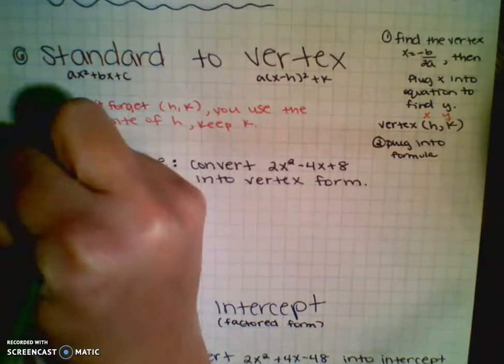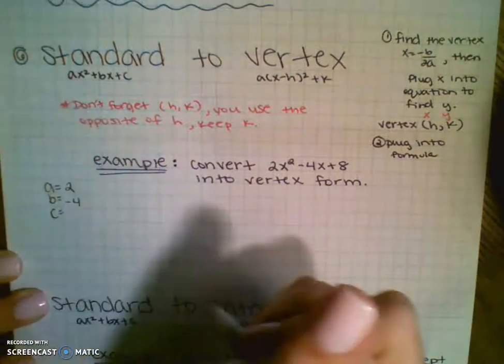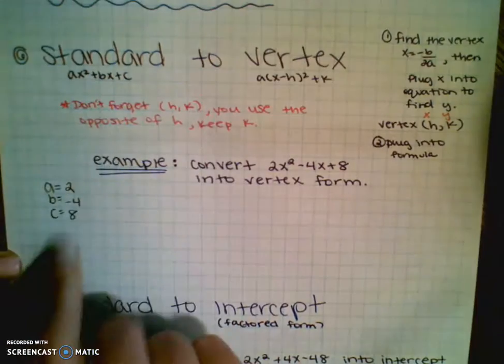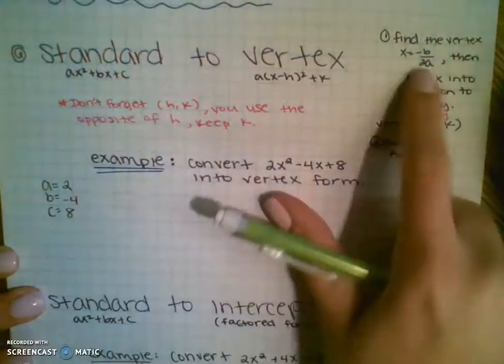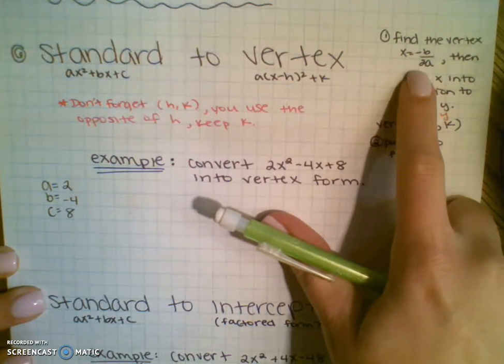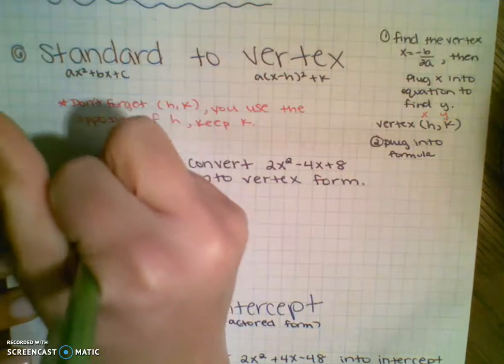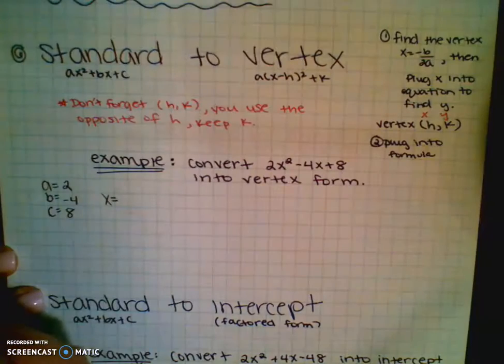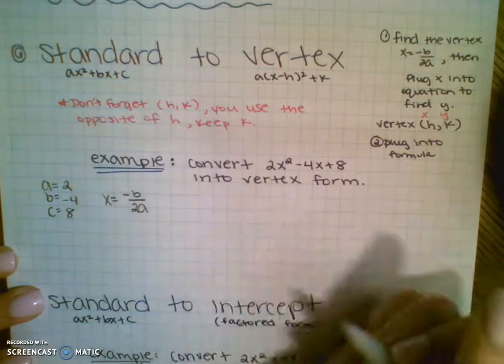Okay, so my A is 2, my B is -4, and my C is 8. Remember, we're not using the C, but we still need to find it. Okay, my equation, I wrote it up here for you, but you need to learn how to memorize that because we do not give that to you. Okay, x equals, I'm going to write it again, -b/2a.